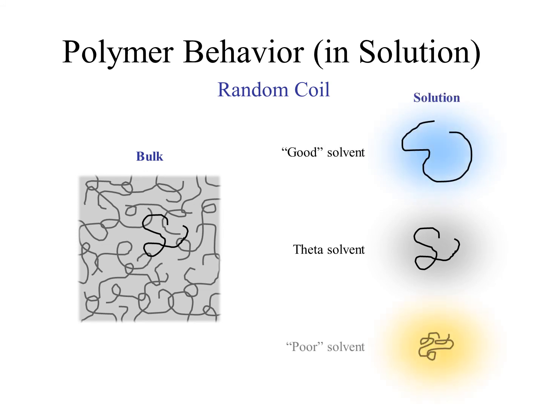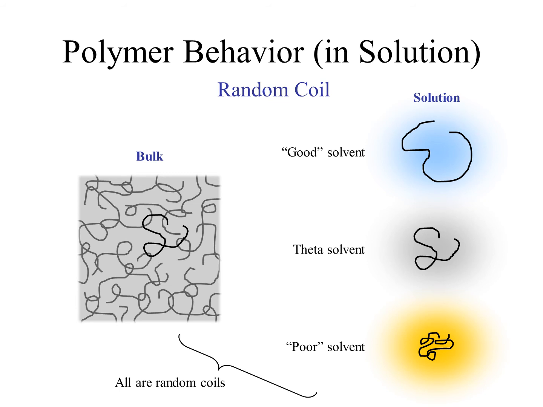From there, we have what are referred to as good solvents if the random coil gets larger in solution than it was in the bulk, and we have poor solvents if the random coil gets smaller in solution than it was in the bulk. In any of these cases, the shape the polymer molecule takes on is roughly spherical, and certainly spherical when considered over time, and is called the random coil.